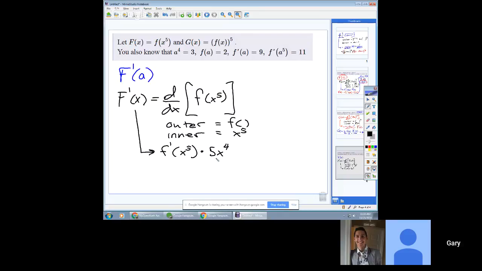And then do we just substitute x for a? And then we just throw an a in there. Yeah. So then to do the blue one, I just substitute in. So f prime of a is going to be little f prime of a to the fifth times 5 a to the fourth. And then the question is, can we do anything with that?